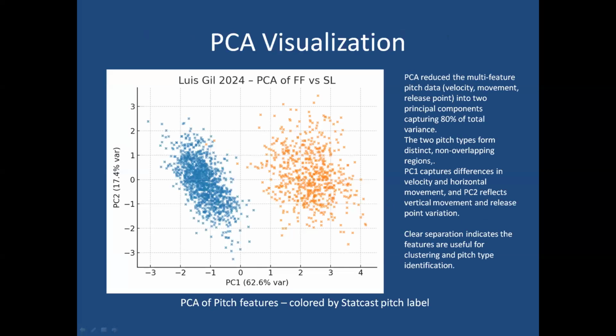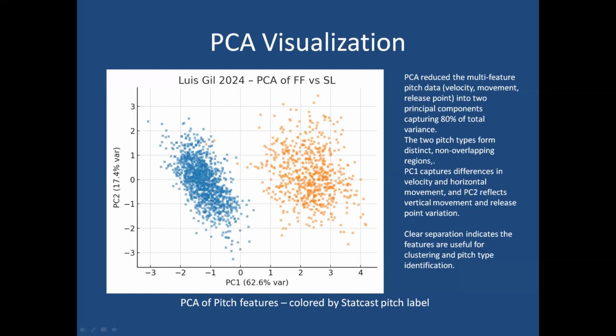Okay, this is an example with Luis Gil's pitches using PCA visualization. It shows clear separation between the fastball and the slider. PC1 mostly relates to velocity and horizontal movement. PC2 relates more to vertical movement and release variation. The natural grouping indicates machine learning will likely separate the pitches effectively.